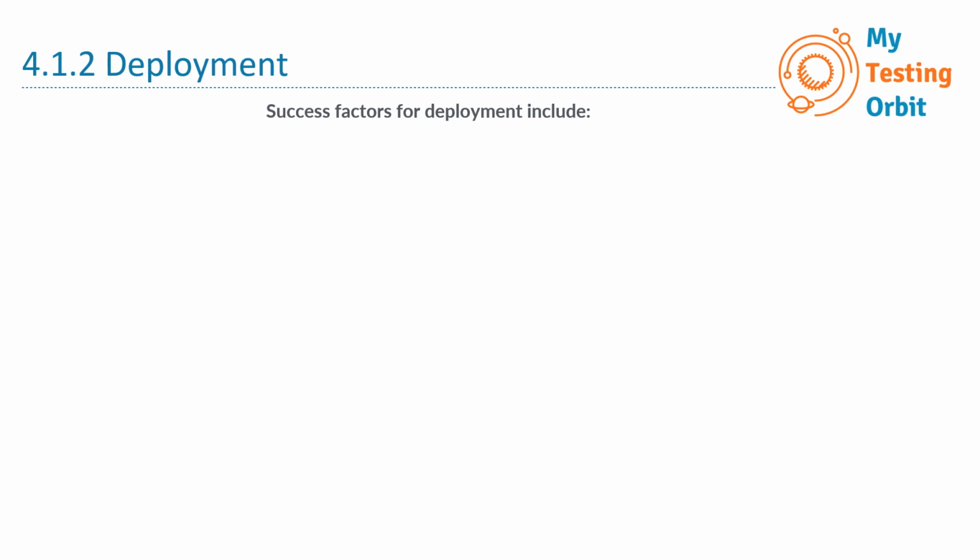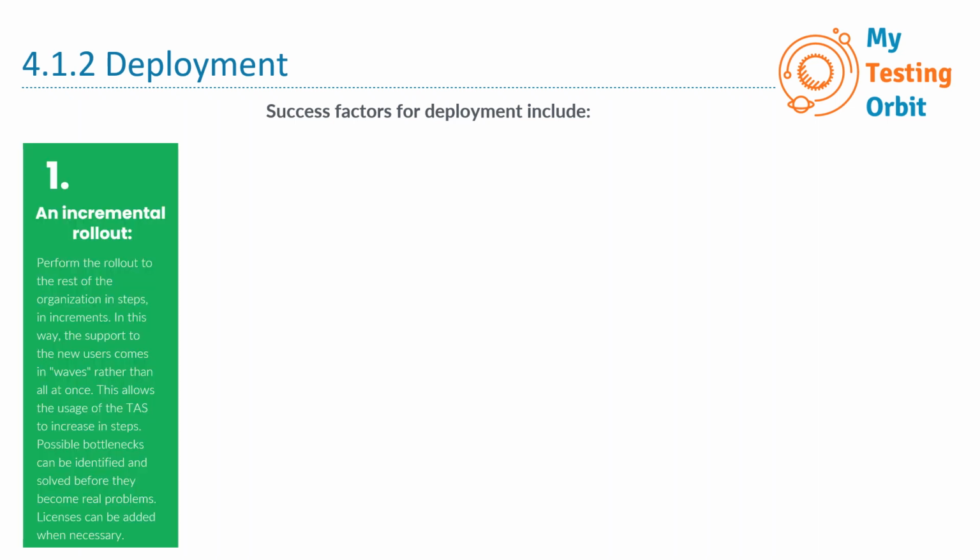Success factors for deployment include, number one, incremental rollout. So an incremental rollout approach involves introducing the TAS to the organization gradually, addressing challenges step by step, and ensuring that support and resources are provided in waves as more users adopt the tool. This approach allows for a smoother transition, early issue identification, efficient resource allocation, and the flexibility to add licenses as necessary to accommodate growing usage.